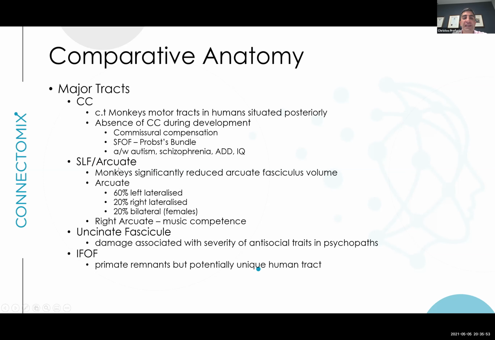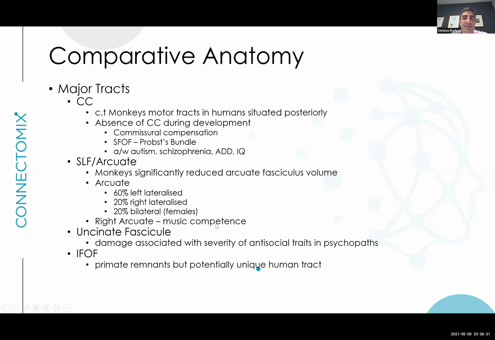When we look at the SLF arcuate fasciculus, that fasciculus that joins the frontal, temporal lobes and parietal lobes, monkeys have a significantly reduced volume. So this is a well-developed fasciculus that gives us our language ability. Interestingly, 60% are lateralized to the left of the arcuate fasciculi, whereas in 20% of people, they lateralize to the right, and 20% of people show bilateral representation of the arcuate fasciculi. Predominantly in females. So females tend to have bilateral arcuate fasciculi, whereas males tend to have a unilateral arcuate fasciculus.